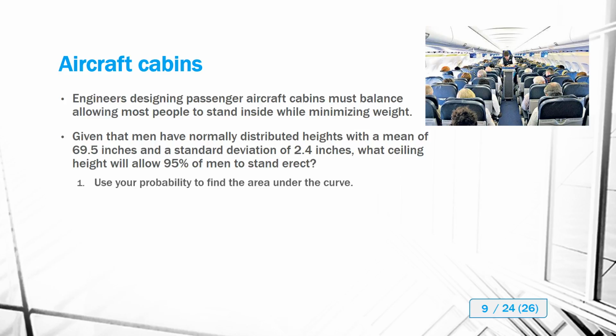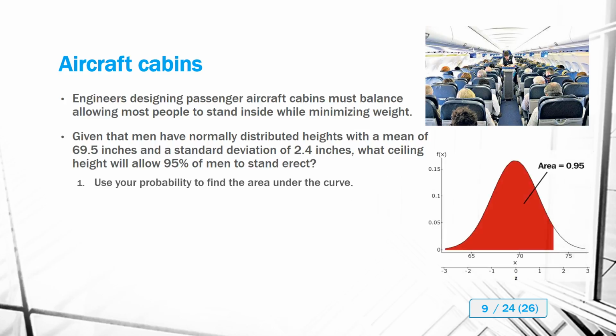Well, first, what we want to do is use the probability to find the area under the curve. Note that we're not given, as we were in the last example with Tall Clubs International, a random variable to start with. We're given the probability and asked to find what the random variable is. So we're going to follow the procedure that we just illustrated in reverse. So we start with the probability that they give us, 95%, and use that probability to find the area under the curve.